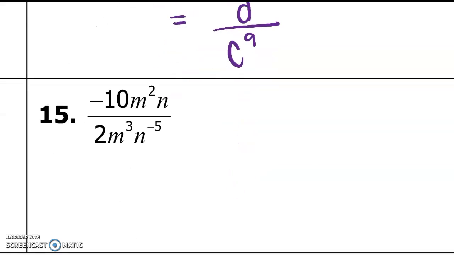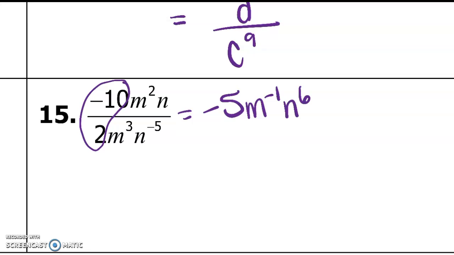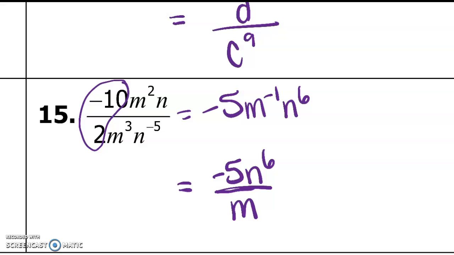For 15, again, this is a division problem, so you divide your coefficients to get negative 5. Subtract our exponents, m to the negative 1, n to the positive 6. 1 minus negative 5 is positive 6. Most people want to move the negative 5 to the bottom and keep it positive. That does not happen. Your coefficients don't change. So negative 5 and n to the 6th are on the top, and m is on the bottom.